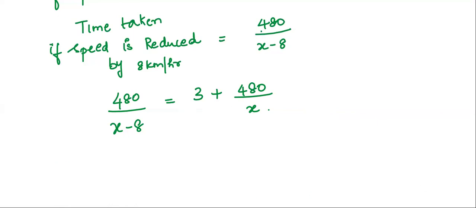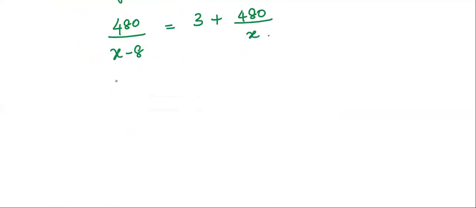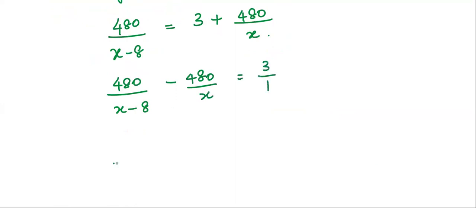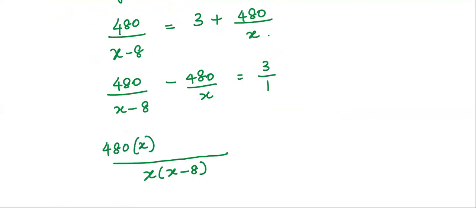Okay, now let's solve this one. Bring the variables to one side. So this will be 480 by x minus 8, then minus 480 by x, which is equal to 3 over 1. Okay, so let's take an LCM now. The LCM will be x into x minus 8. So 480 into x minus 480 into x minus 8 is equal to 3 over 1.